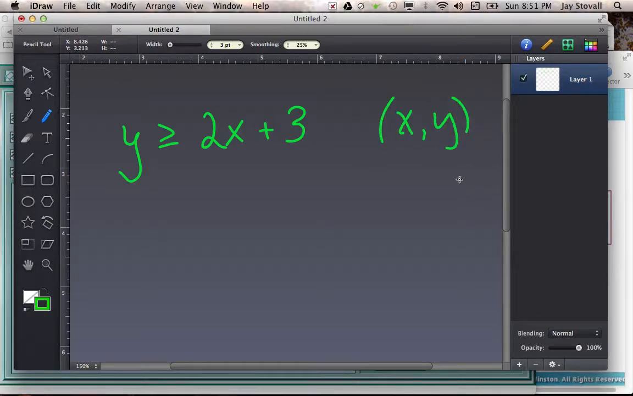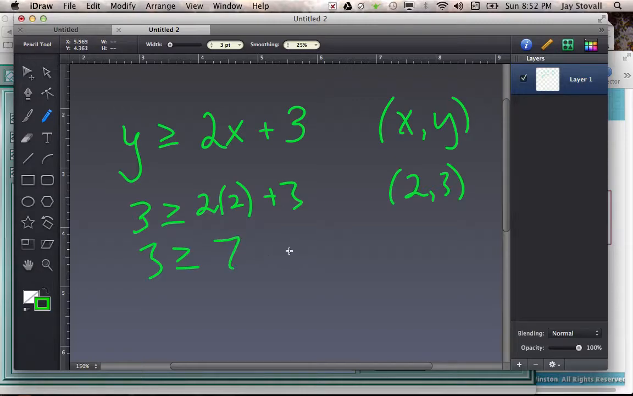A true solution would be an ordered pair, an xy pair, that we could plug into this and get a true statement. So if we wanted to know, for example, if the ordered pair 2, 3 satisfies this linear inequality, one way we could know would be to plug it in. We plug in the x for the x and the y for the y, and we get 3 is greater than or equal to 2 times 2 plus 3. Of course, that's 7, so we get 3 is greater than or equal to 7, which is not a true statement.